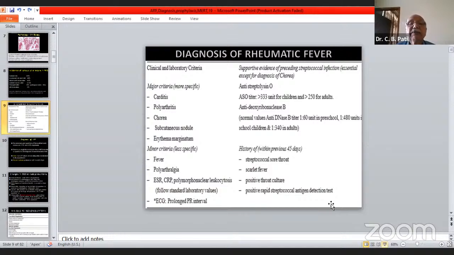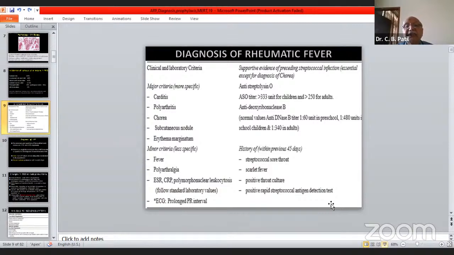What is the evidence of a recent streptococcal infection? Either in the form of anti-streptolysin O (ASO) titer more than 333 units in children and more than 250 units in adults, or anti-deoxyribonuclease B titer more than 1 in 480 units in school children and 1 in 340 in adults.